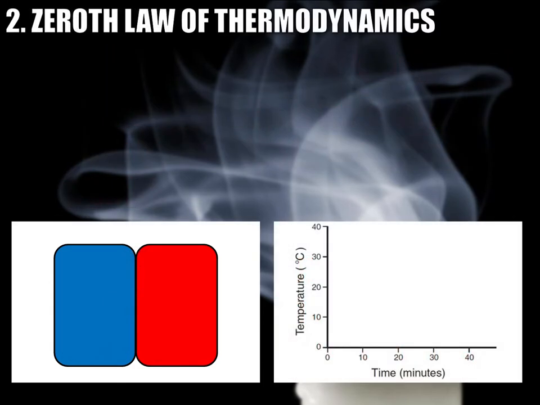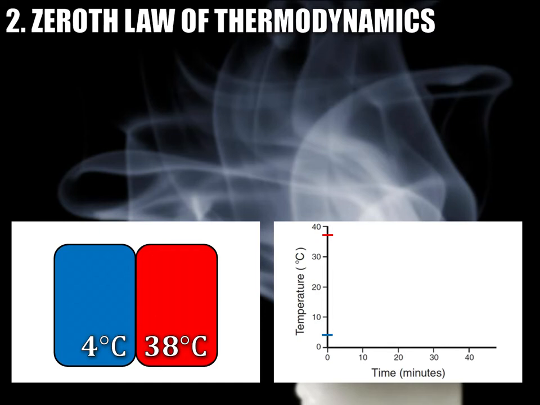So let's talk about the zeroth law of thermodynamics. Suppose the hot object has a temperature of 38 degrees Celsius, and we'll plot this on a temperature versus time graph. You can see a little red tick right there, 38 degrees Celsius. That's the temperature of the hot object. And the cold object, let's say, has a temperature of 4 degrees Celsius. We'll plot that on the graph as well.